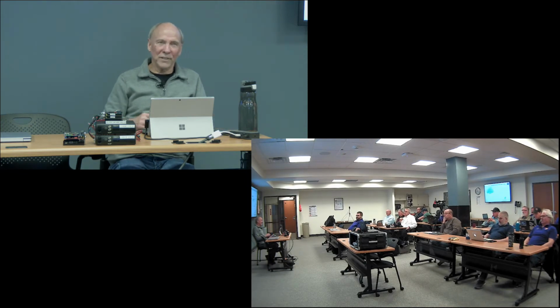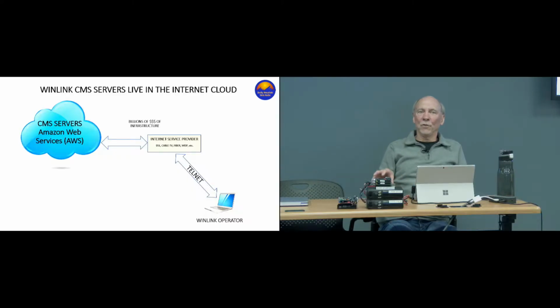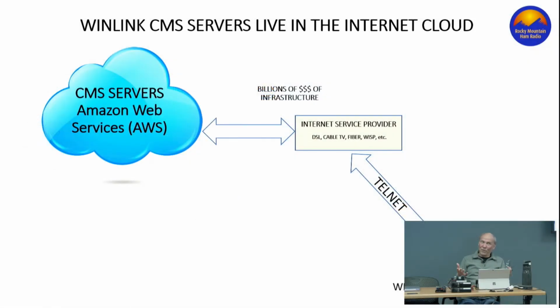All right, well, let's take a look at this real quick. This is just a little diagram that shows you, in the simplest form, that if you're the Winlink operator down there on a laptop running one of these software programs that we just looked at, you can obviously get to the CMS servers. Again, the CMS, the common message server, is Winlink's email server, and it's out there on Amazon Web Services, or AWS. Well, you can get to it through just Telnet.